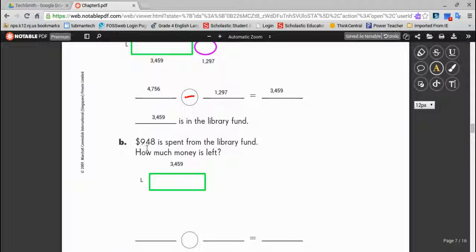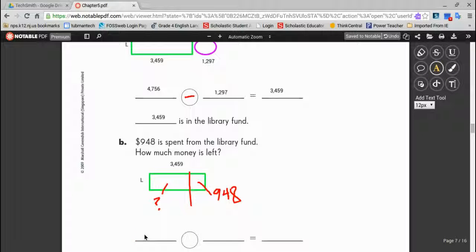Alright, so it says $948 is spent from the library fund. So if this is my library fund, and I spent this much, which is 948, how much money is left? That means if I spent that much, this is how much is left. And if you look at this, what we're doing here is taking a bar model and splitting it up into parts. And when we split up something into parts, we are subtracting.